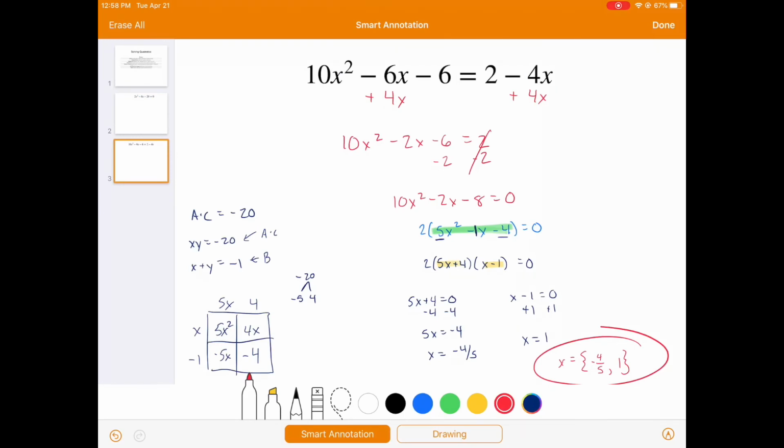That is all you have to do for these problems. I know the factoring can be a lot, but once you factor out correctly, then the solving is just like solving a simple equation.